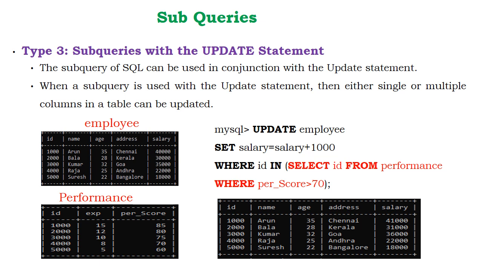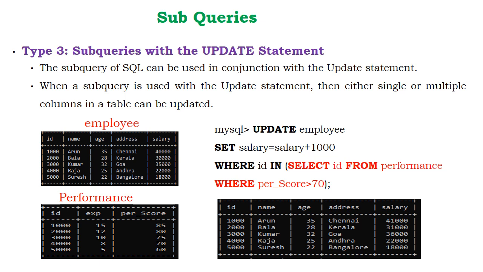So what is the result of the inside query? The performance score is greater than 70, so we are going to find the ID in the second table, the performance table. What is the result here? The result is 1000, 2000 and 3000. Again, the result is acting as input for the outside query.